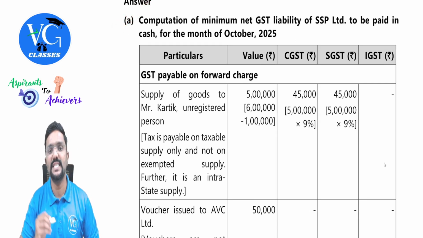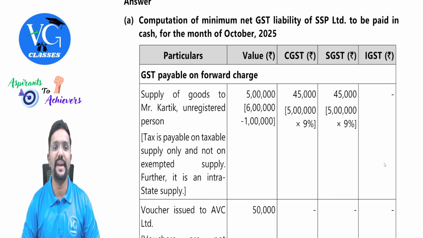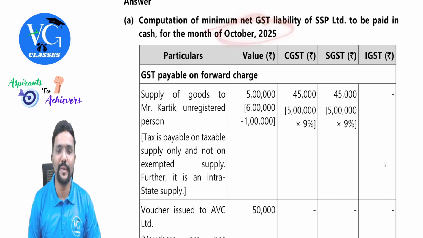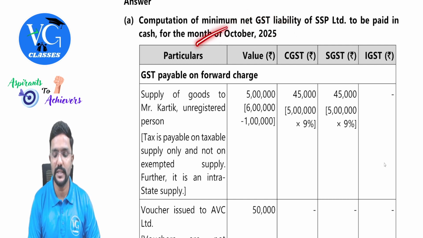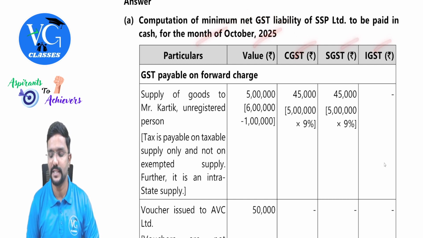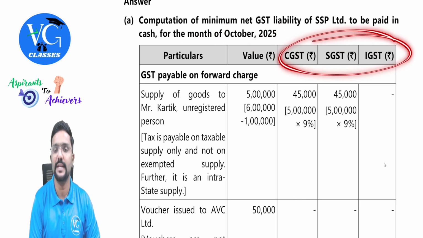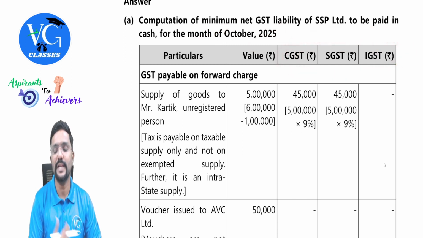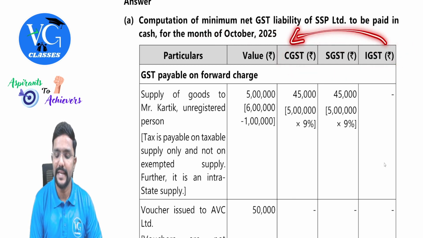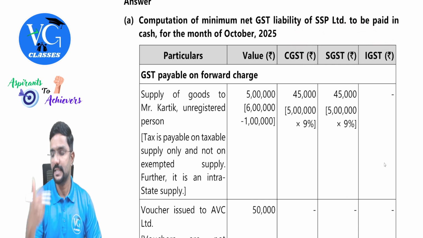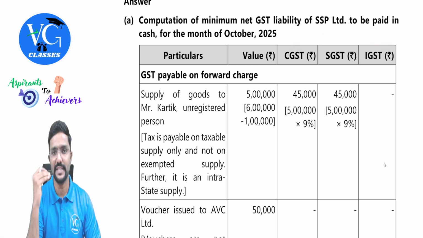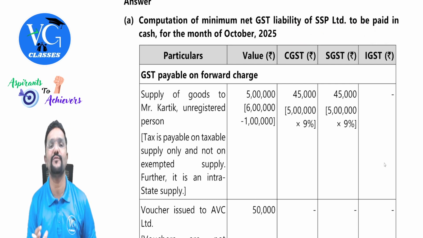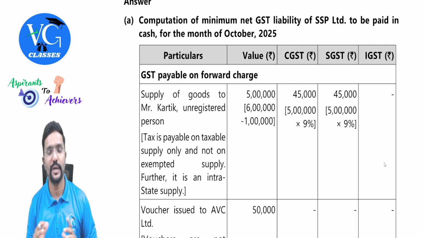Computation of minimum net GST liability of SSP Limited to be paid in cash. Cash means cash ledger, okay? For the month of October 2025. Yes, particulars, value, CGST, SGST and IGST. See, ICAI normally suggests the answers like this, but I would also tell the students, you can consider IGST first. IGST, CGST and SGST, especially when you are adjusting the credit, it will be helpful because IGST credit should be utilized fully first. Clear? So it will be helpful.